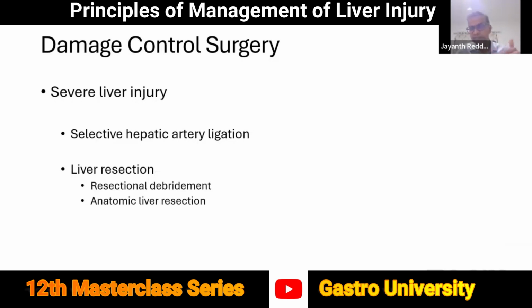Especially in patients with high velocity wounds, a resectional debridement can be considered, especially if the patient is hemodynamically stable. Anatomic liver resection is best left for a second stage. It's not a good idea to consider it during the initial period. And if you have to, I think it's important to involve a hepatobiliary surgeon or a transplant surgeon if you're planning to consider this.